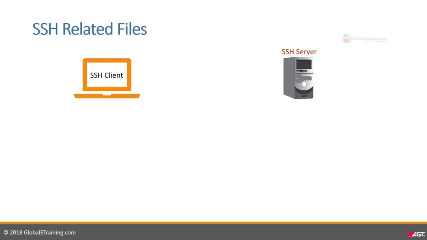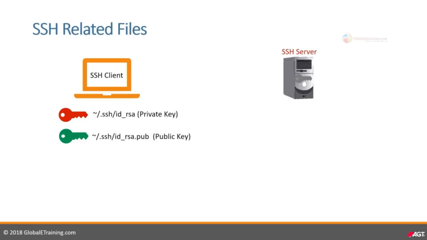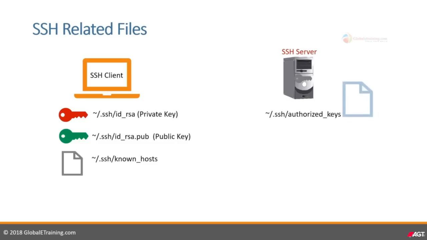We have an SSH client and an SSH server. On the client machine, we have a private key and a public key. By the way, these are RSA keys. And there is a file called known_hosts. And on the server, we have authorized_keys. And this particular file is specific to the user, meaning from the client, if you're connecting to the server as user 1, then this file would be inside the user 1's home directory.